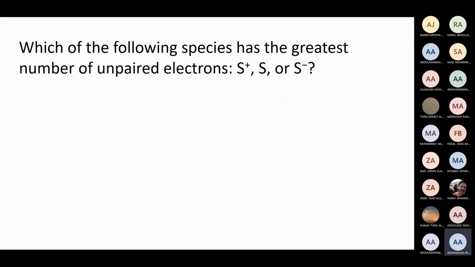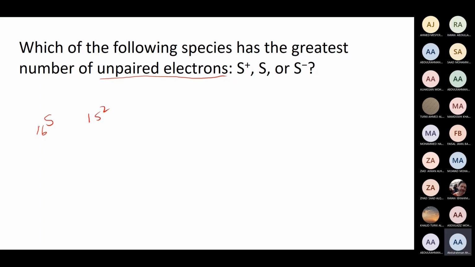Okay, last slide, and I'll stop here. Which of the following species has the greatest number of unpaired electrons? S plus, S, or S minus? Which one has the highest number of unpaired electrons? First, let's write the electronic structure of S. How many electrons do you have for S? 16. Yeah, it is 16.